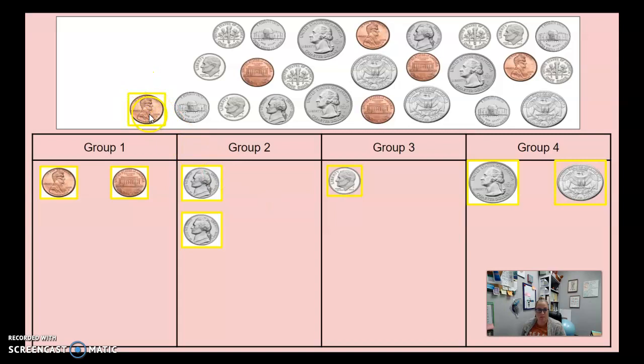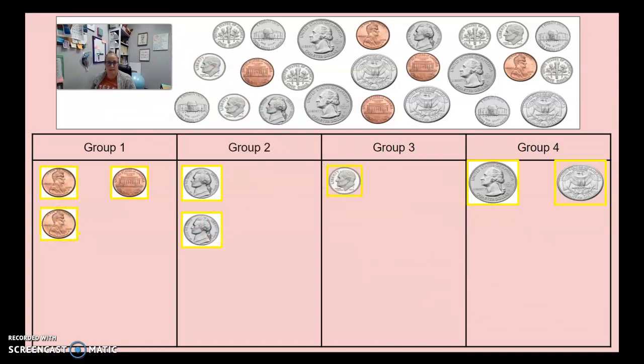All right, our next one is another penny, and we just get to match it because the penny already has the head and the tail side. So it's going to go on the penny side, but is it going to go under the heads or under the tails? Yeah, it's going to go under the head because we see the picture of his head.